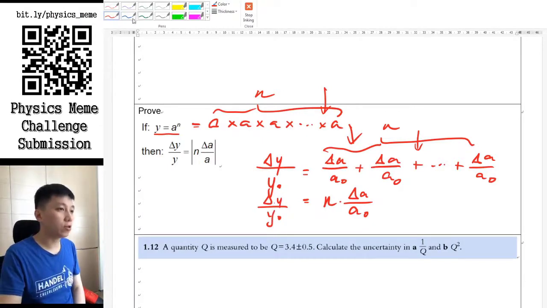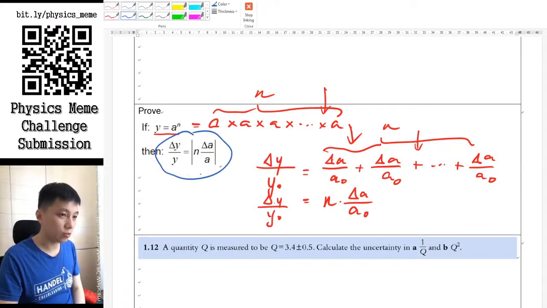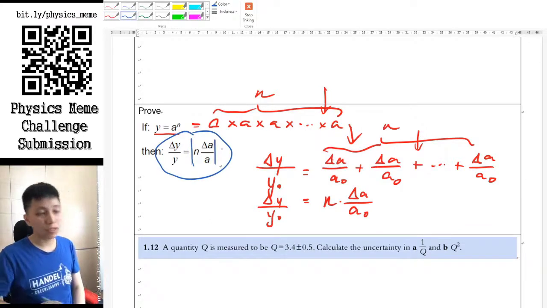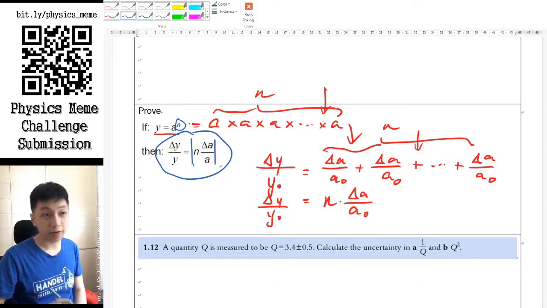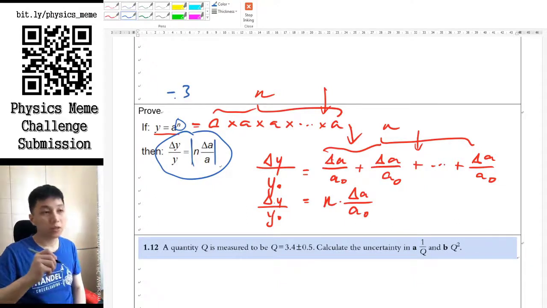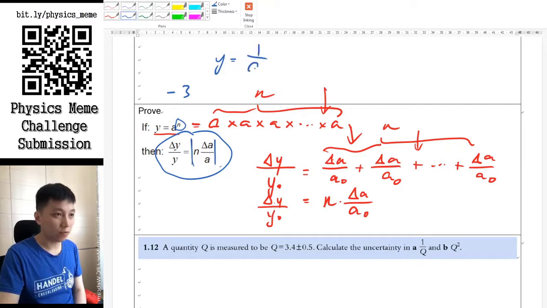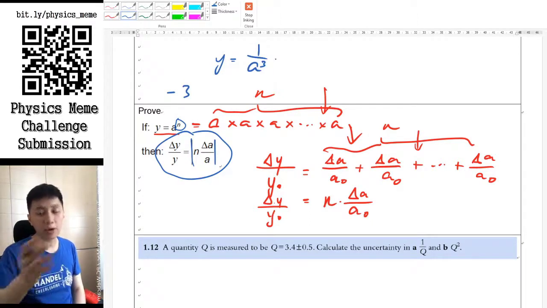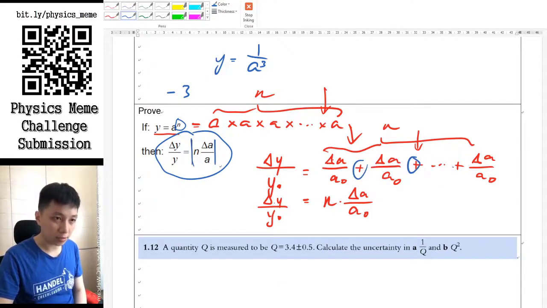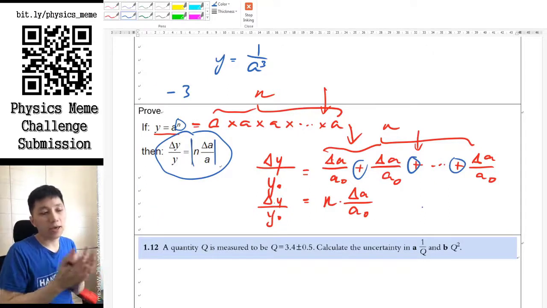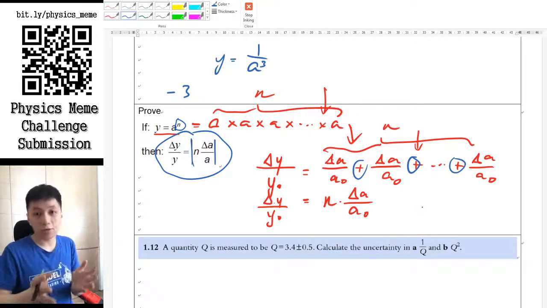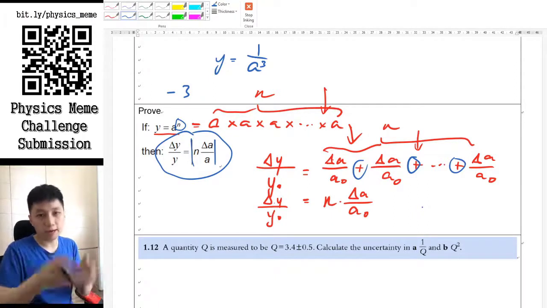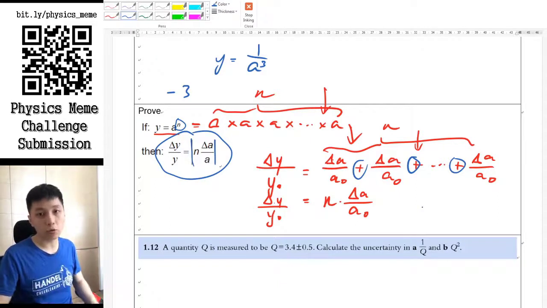But if you look at the equation provided by the data booklet, you see there's an absolute value. The reason we have an absolute value is because even if n is a negative value, for example negative 3, it actually means y equals 1 over a to the power of 3. If you remember what I said earlier, no matter whether you are multiplying or dividing, it's all the same. You always do plus here. So it doesn't really matter if n is positive or negative. Even if n is a fraction, for example when you do square roots in your equation, you may have the power of 1 over 2. It also works, trust me.